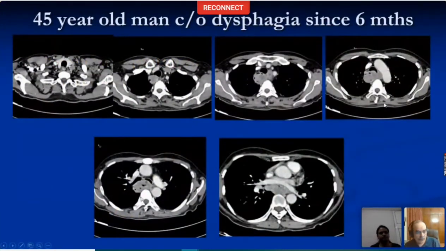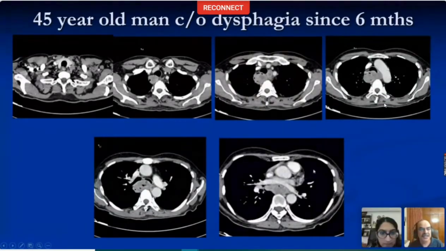Okay, let's move on to the next case, and this I will request Shreya to take. Shreya, this is a 45-year-old man who presented with dysphagia for the last 6 months.